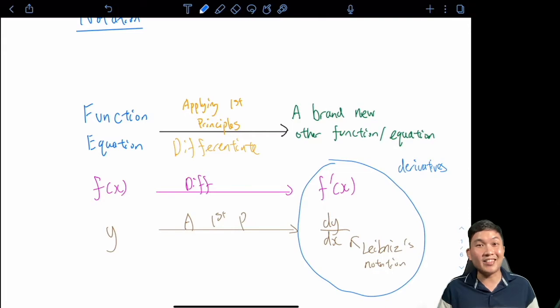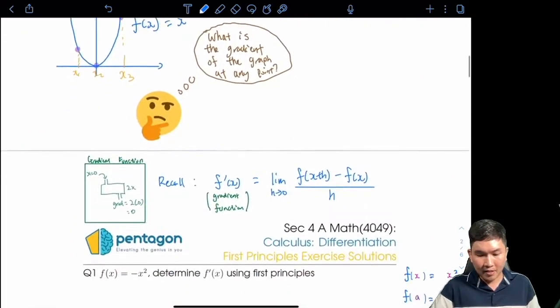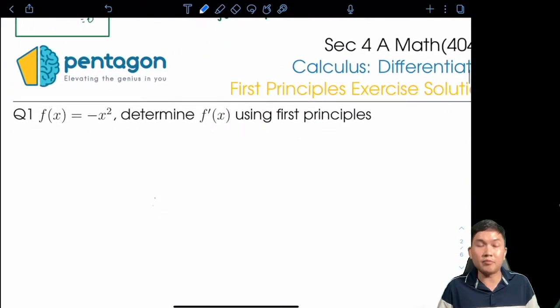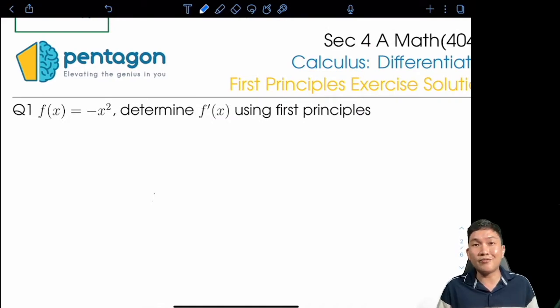With that, I think we're ready to do 2 out of the 7 questions in this worksheet. I'm just going to go through 2 of the questions to guide you along, and then after that, maybe you can try the rest of the questions on your own. So let's look at question number 1.